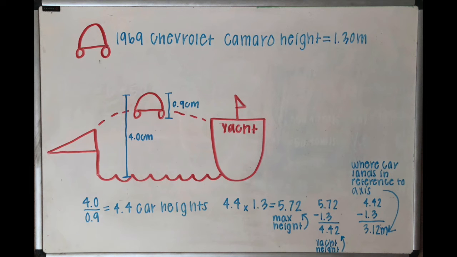Since the Camaro was 0.9 centimeters higher than the yacht, where the car landed could be determined by subtracting 1.3 meters from 5.72 meters. We then subtracted another 1.3 meters from 4.42 to get 3.12 meters because we set the axis 1.3 meters above sea level. So the y variable is 3.12 meters.